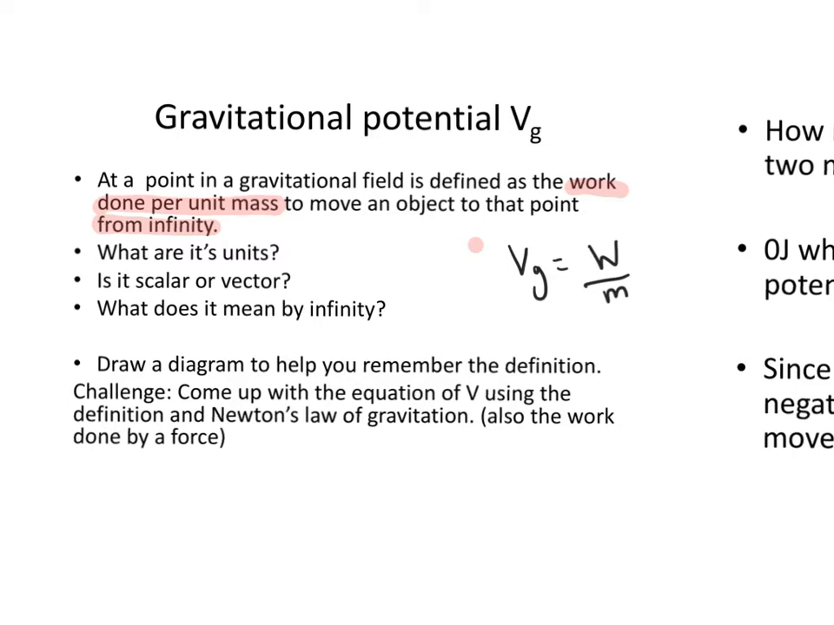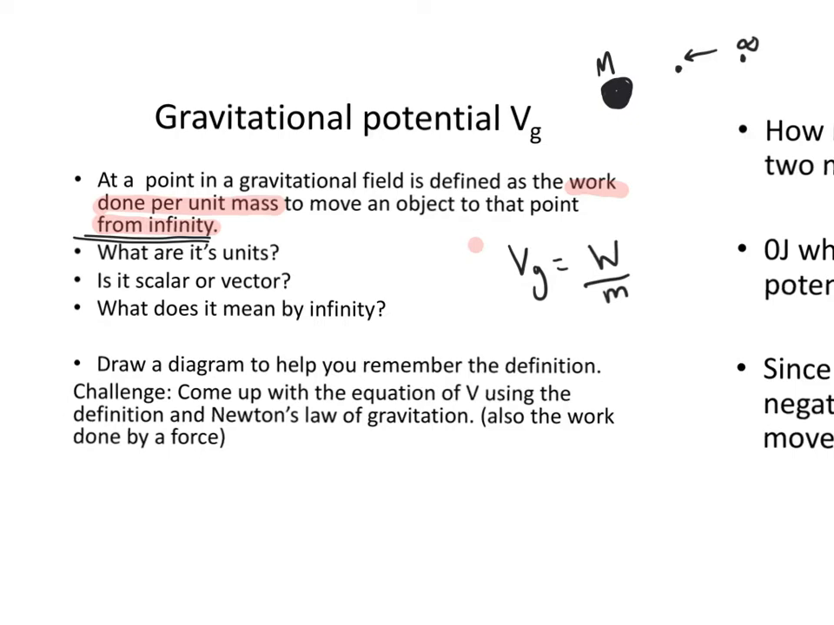So if I had, let's say this is the big mass, let's say the Earth, and I had another mass at infinity, let's say that's infinity all the way here, then it will be the energy required per unit mass to move that object to a point here, let's say, from infinity. So you need to know that part very well. From infinity, you won't get marks if you don't mention that.